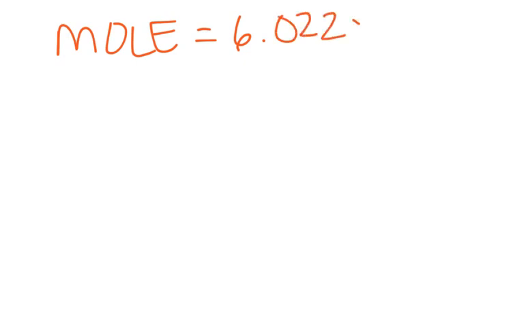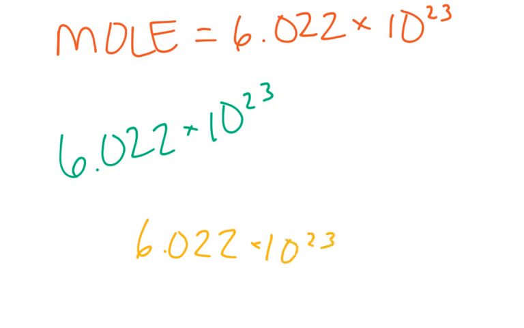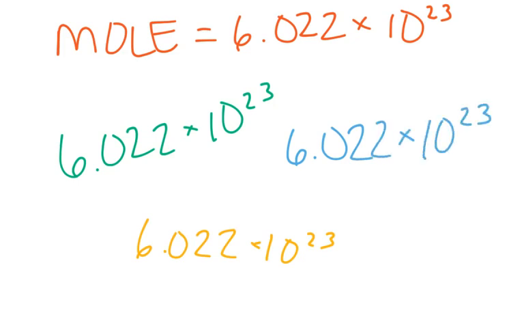Avogadro's number works the same way. If you have a mole of anything, you have 6.022 times 10 to the 23rd. That's how many of that thing you have. So if you have a mole of carbon, you have 6.022 times 10 to the 23rd carbon atoms. If you have a mole of water, you have 6.022 times 10 to the 23rd molecules of water. Hey, if you have a mole of iPhones, God bless you, you can make some money. You have 6.022 times 10 to the 23rd iPhones.